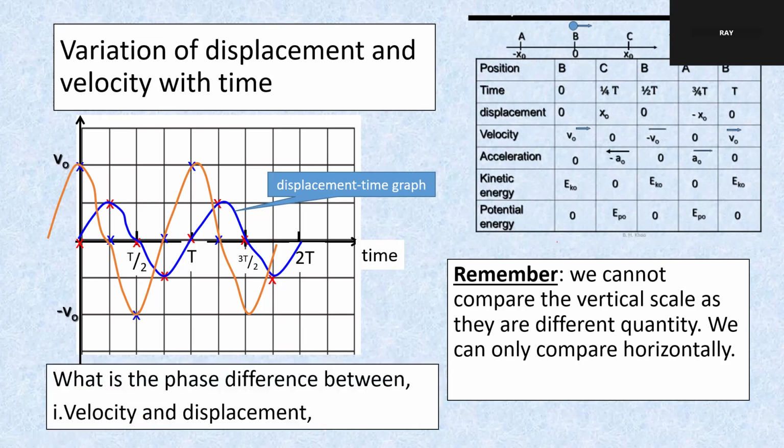What's the phase difference between velocity and displacement? This one you must know. What's the phase difference between velocity and displacement? In terms of angle, it is 90 degrees, or pi over 2 radian. Okay, 90 degrees phase difference, or pi over 2 radian.